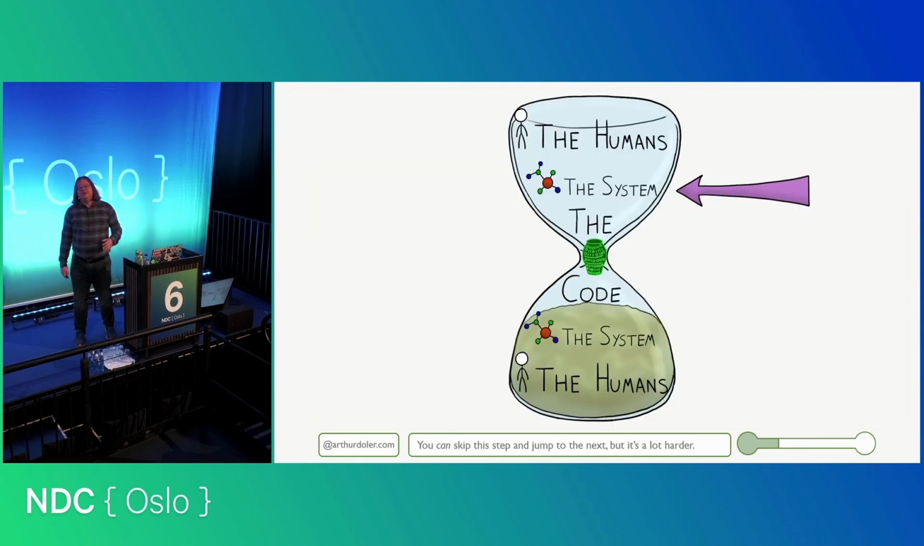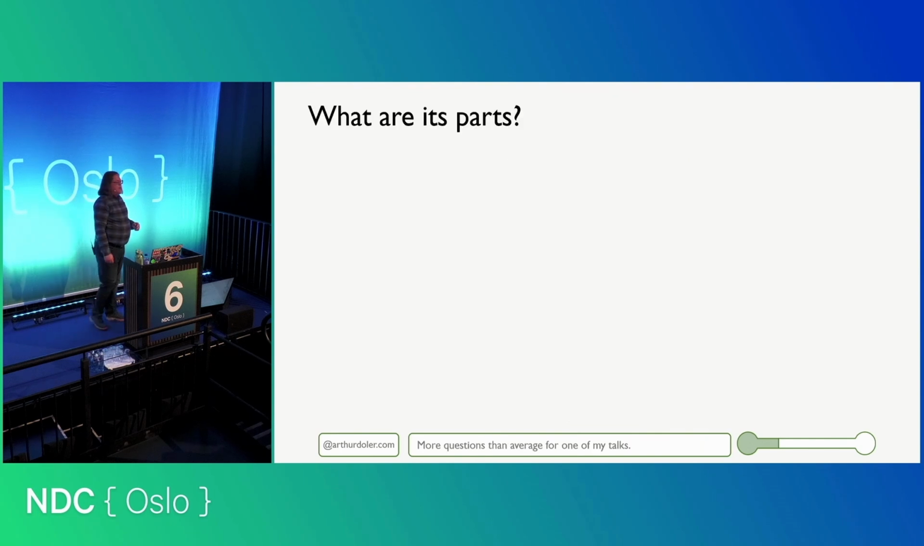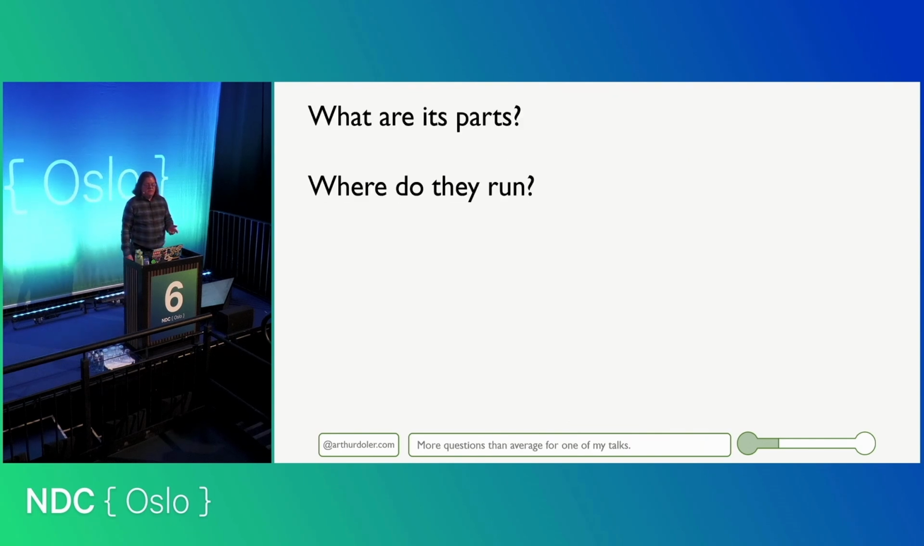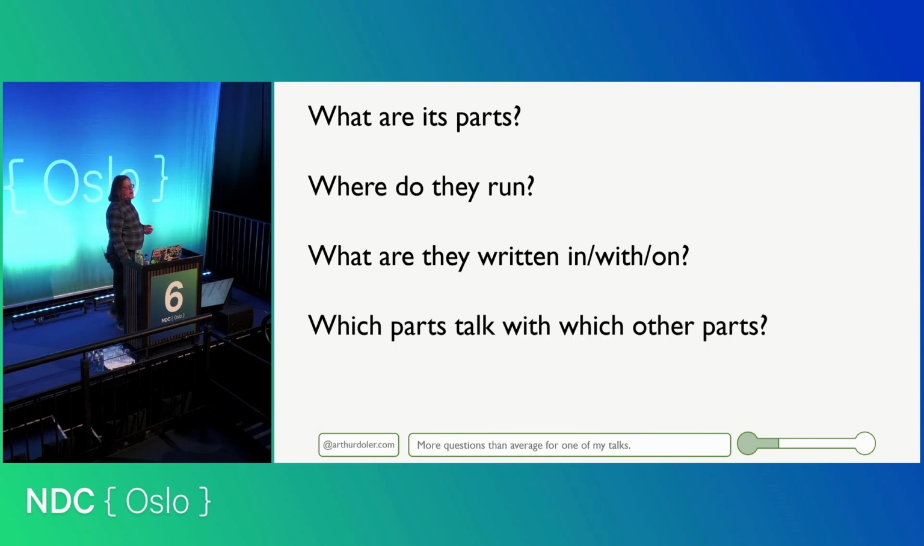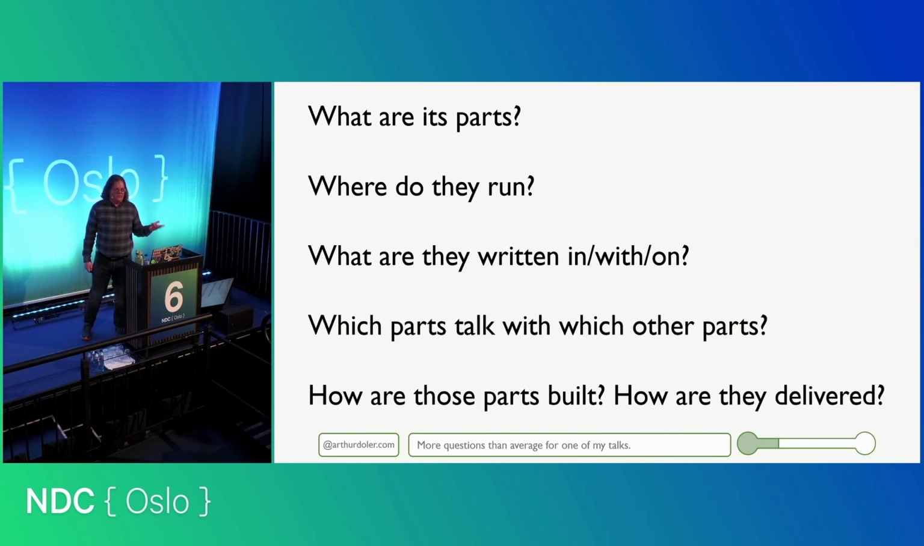The next goal is to explore the entire system of the application as it is currently. What are its parts? Where do those parts run? What are they written with, in, on? What tool chain is developed to actually be working with these things? Which parts talk to which other parts? And how are those parts built? What is the build chain, the tool chain that gets them to where they need to go?